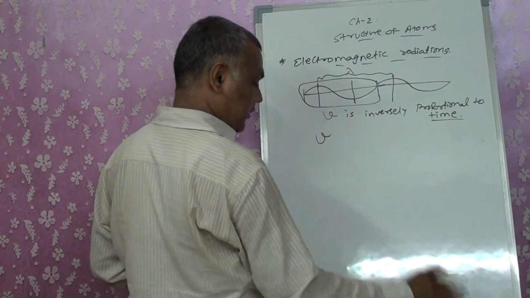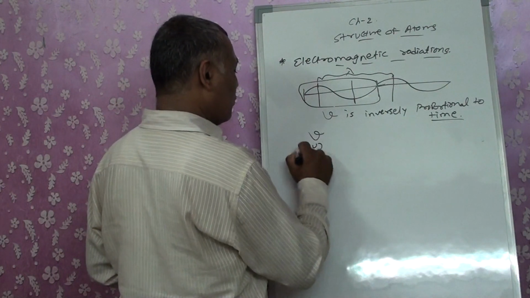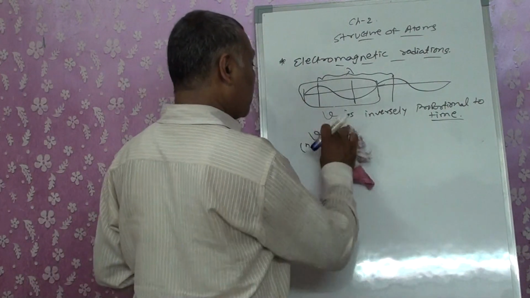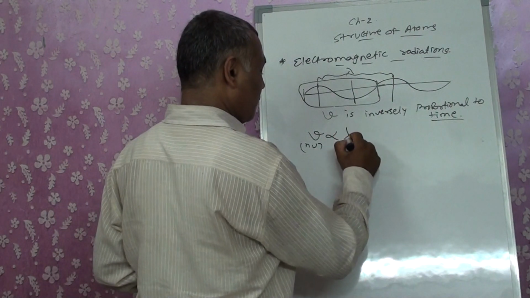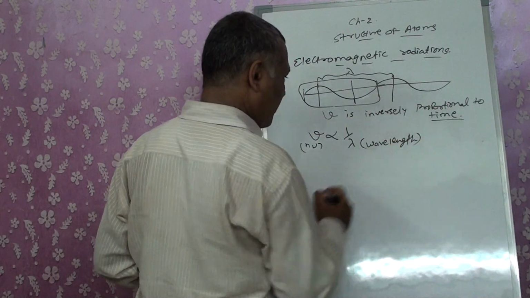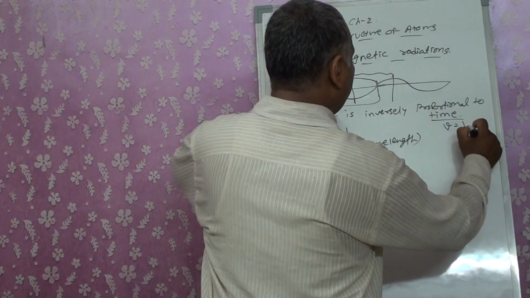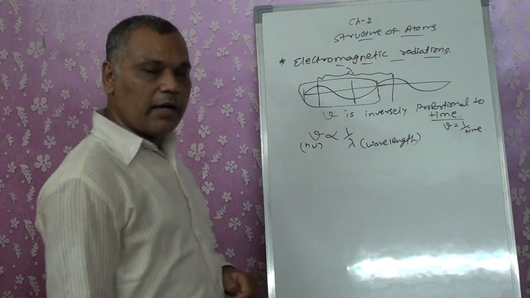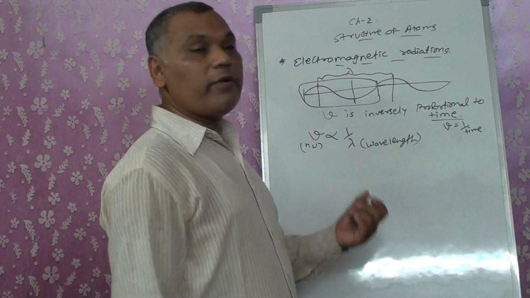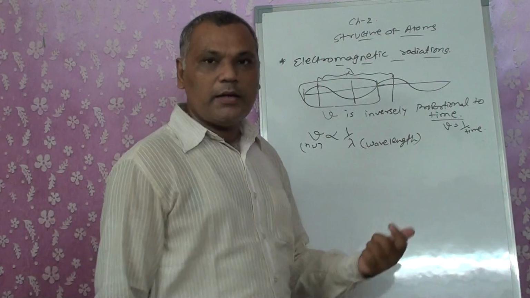Frequency we also write as nu, right? What does it indicate? It's inversely proportional to time, and it is also inversely proportional to wavelength. Here we get the formula nu equals 1 by time. We also get that frequency is inversely proportional to the wavelength. If your wavelength is small, a greater frequency will be there. If the wavelength is bigger, less frequency.